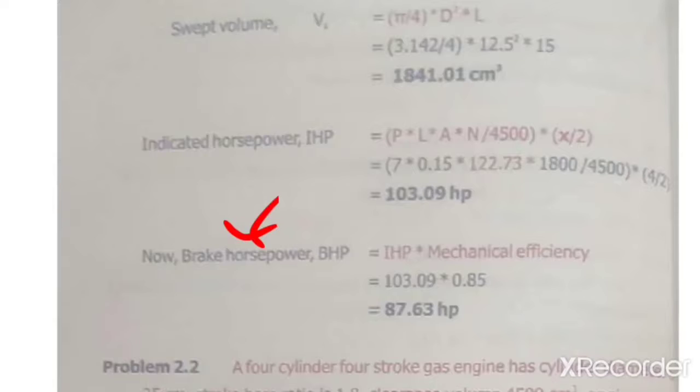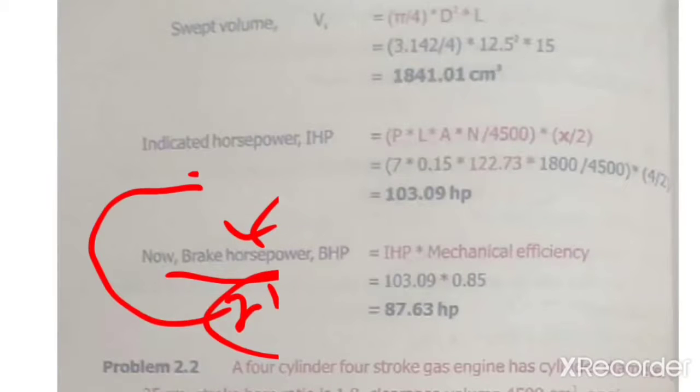But we know that the mechanical efficiency is equal to BHP divided by IHP. We already have the value for mechanical efficiency, but we don't have the value for IHP. So we have to calculate IHP first. So now this is the formula. Then after putting all the values, we get this answer, and the unit for this IHP is horsepower.